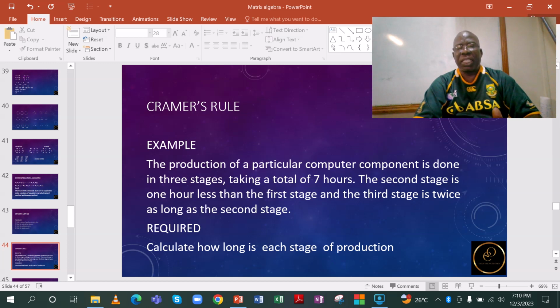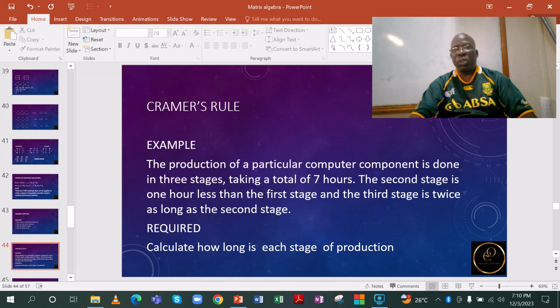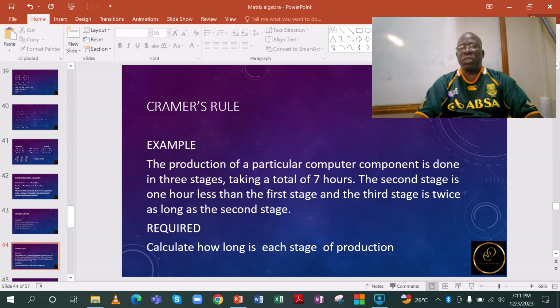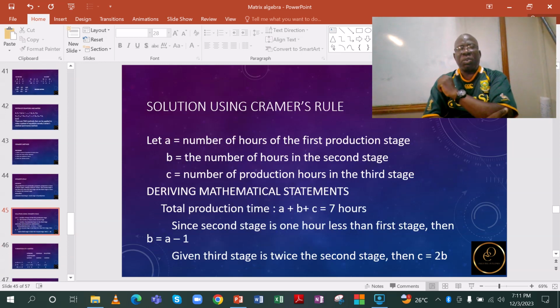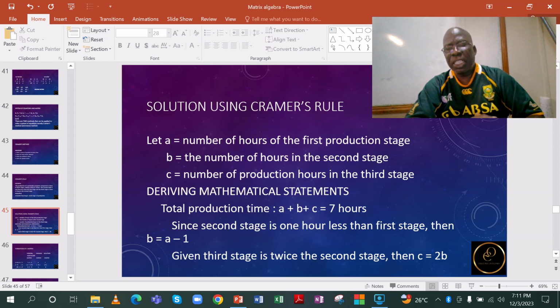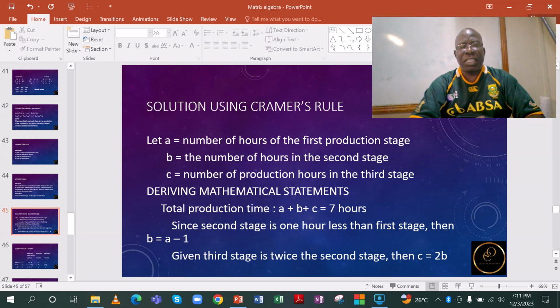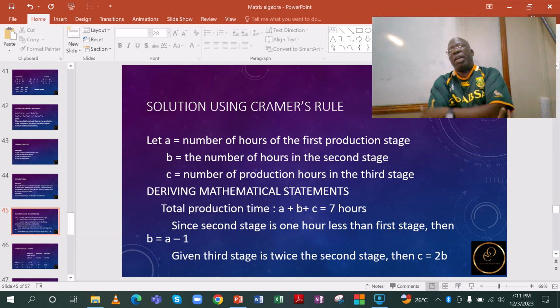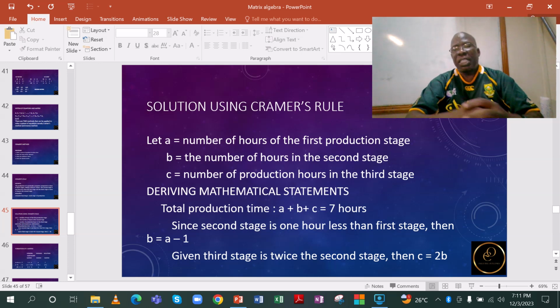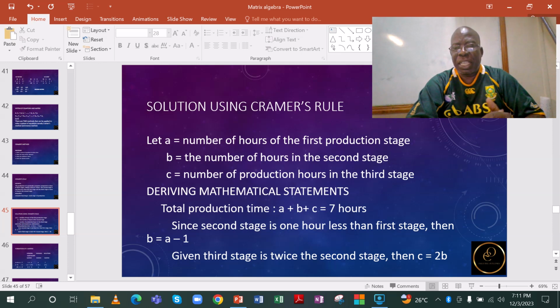You are required to calculate how long each stage of production will take. You can look at this and reduce it to mathematical statements. Let A equal the number of hours of the first production stage, B the number of hours in the second stage, and C the number of hours in the third stage. Then the total production time is A plus B plus C, which is 7 hours as given in the example.